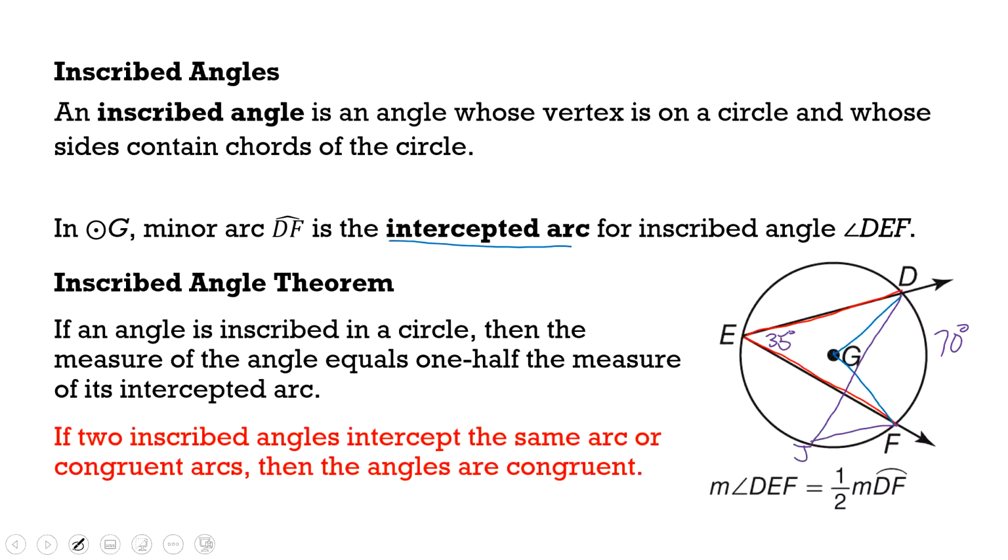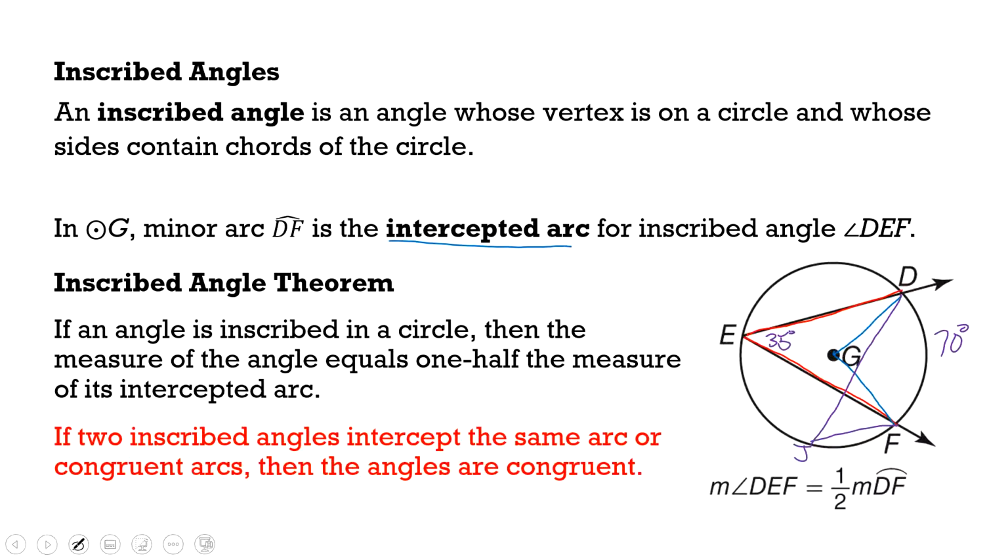Like I say, if two inscribed angles intercept the same arc, like I've done, drawing in angle J, those are the two inscribed angles, E and J. Those angles are going to be congruent, so they're going to be equal, because the angle measurements have to be 1/2 of that arc measurement.